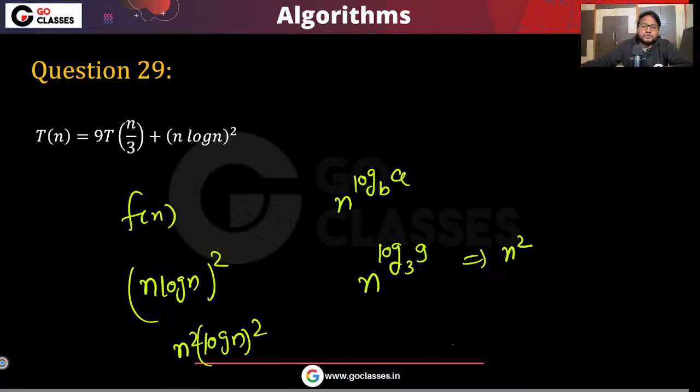This is just n squared. So which is greater? This is greater, but not polynomially. That's okay, but it is log n squared greater, right? So what is the answer? Theta of, it is not division, it is multiplication. So n squared log cubed n, right?